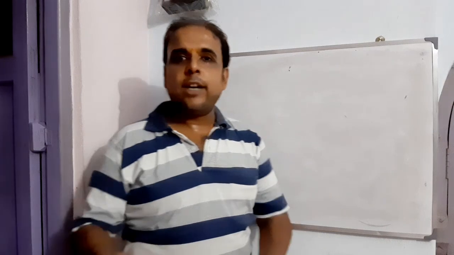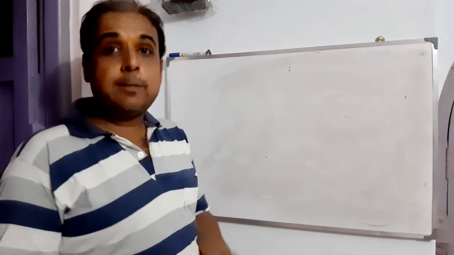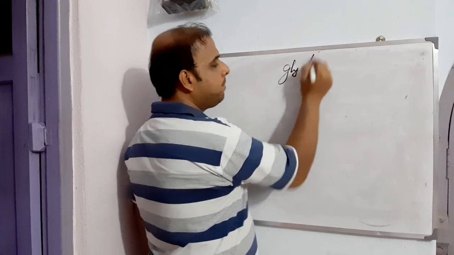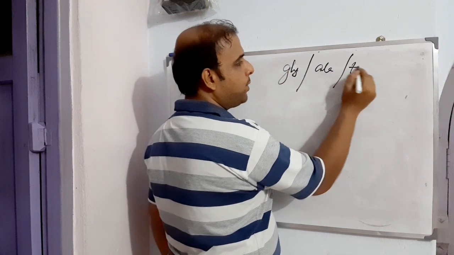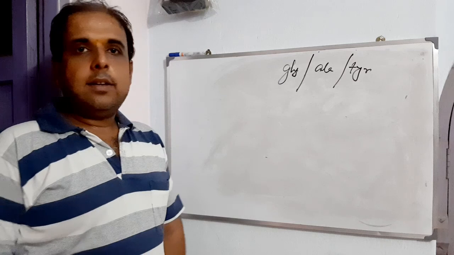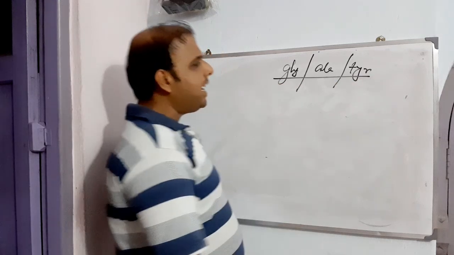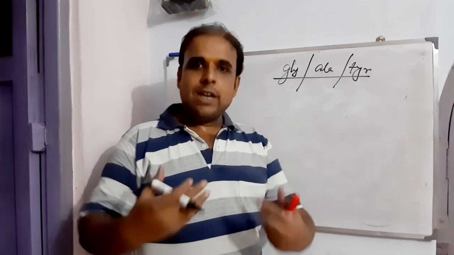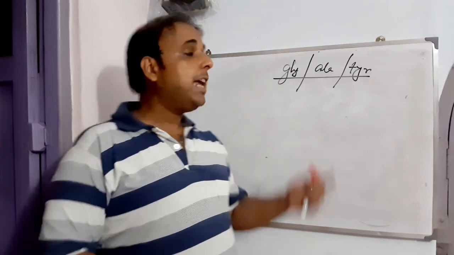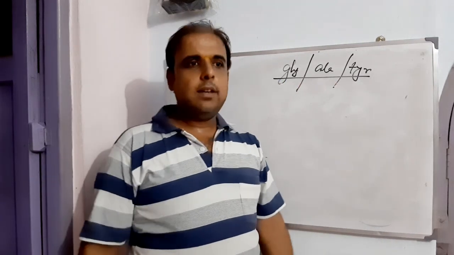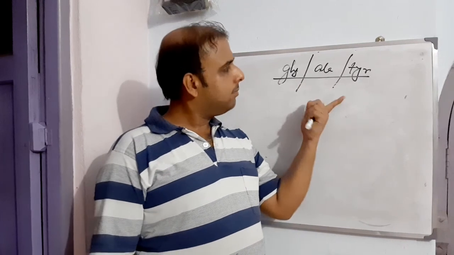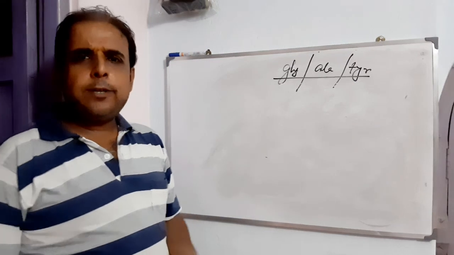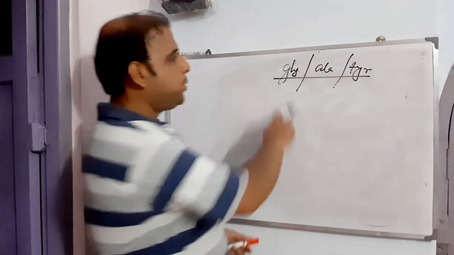So what exactly are we doing in the mix and split method? As I told you, we have taken three amino acids: glycine, alanine, and tyrosine. With these three amino acids, we are assigned to make 27 tripeptides. Is it possible? Yes, the statistics say yes. We can come up with 27 tripeptides with these three.